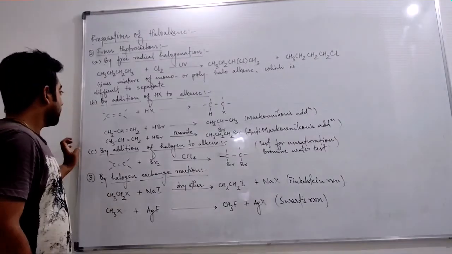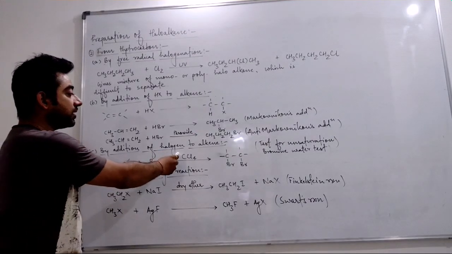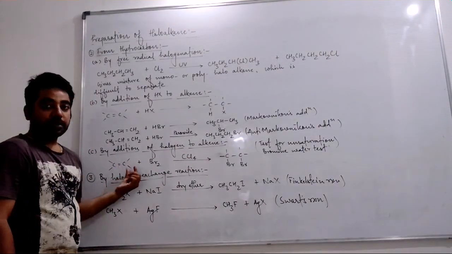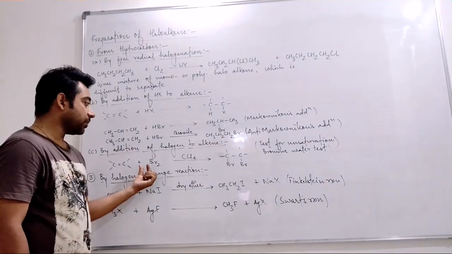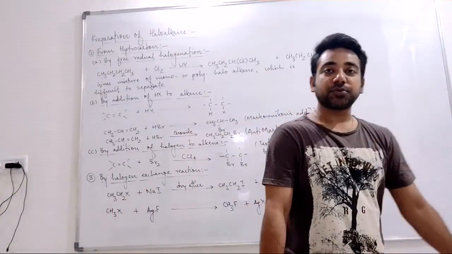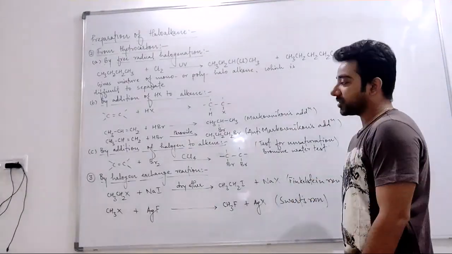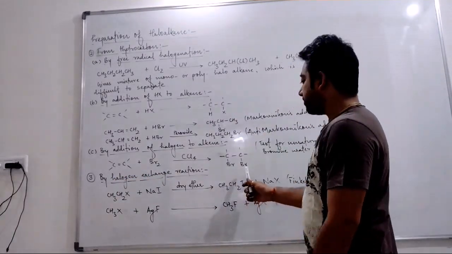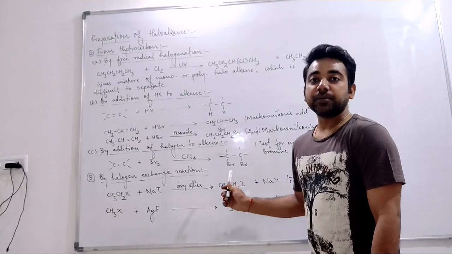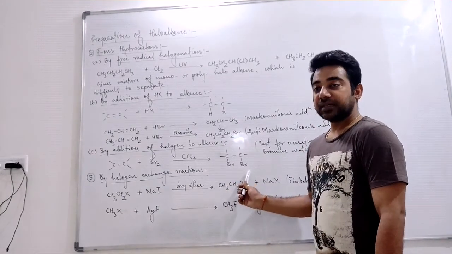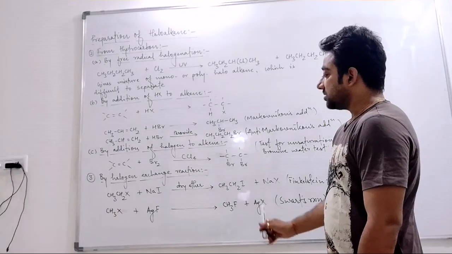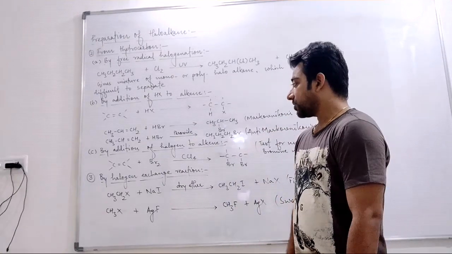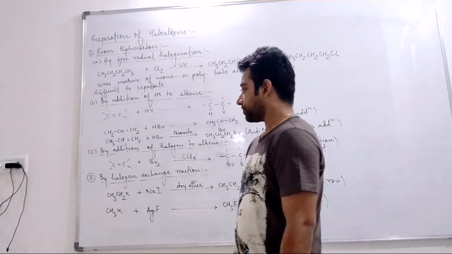Next method is by addition of halogen to alkene. In this, addition of bromine is shown here. This is a very popular test, as it is the test for unsaturation and also popular as the bromine water test. Addition of bromine to any alkene will give you a vicinal dibromide, and in this reaction, the reddish brown color of the bromine disappears, and that shows the presence of unsaturation.